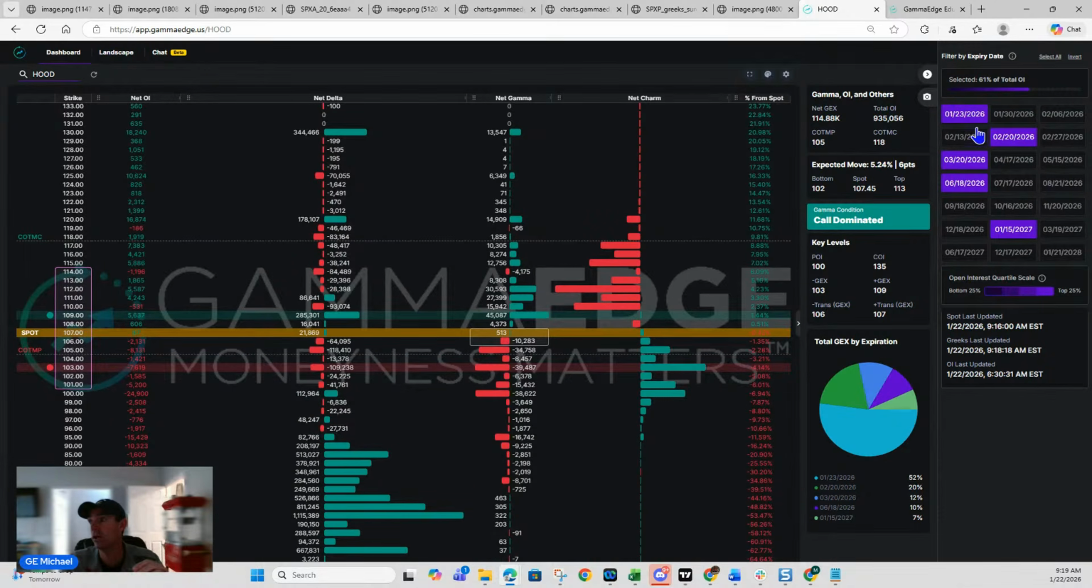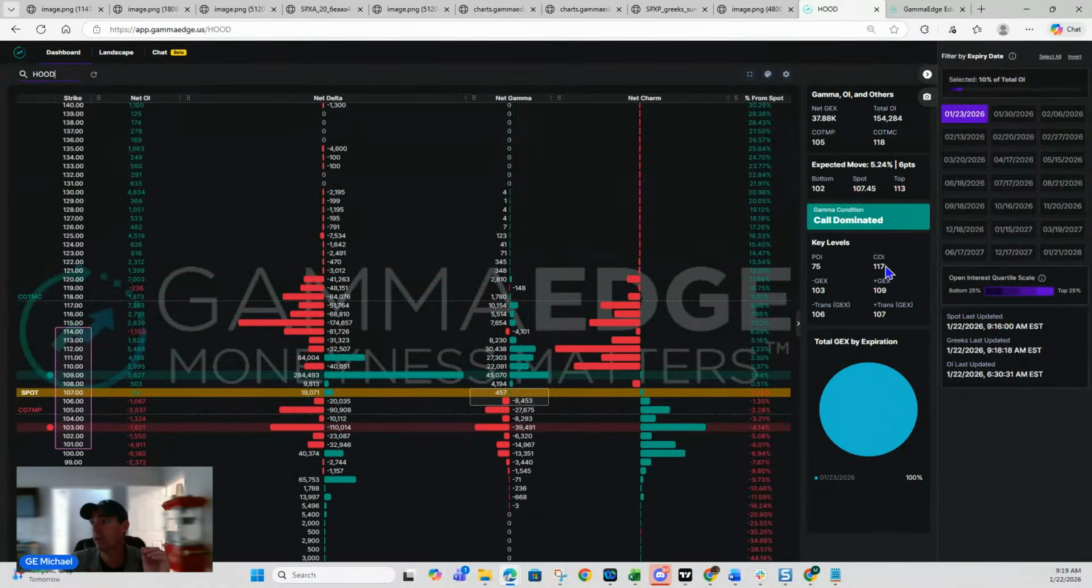So looking at Hood heading into Friday, thanks Shawshank. Call dominated, 154,000 OI, so decent here. Hood 109 is your peak X level, significant. That's the highest sensitivity speculation level. So I anticipate us not to go above 109.